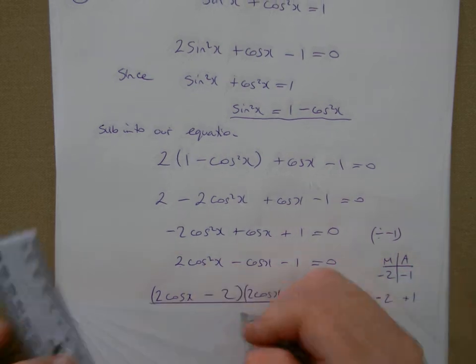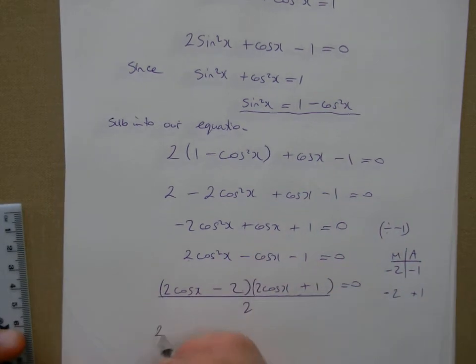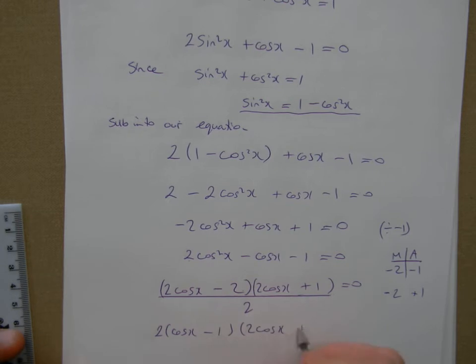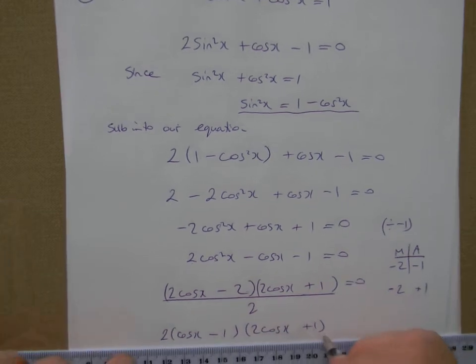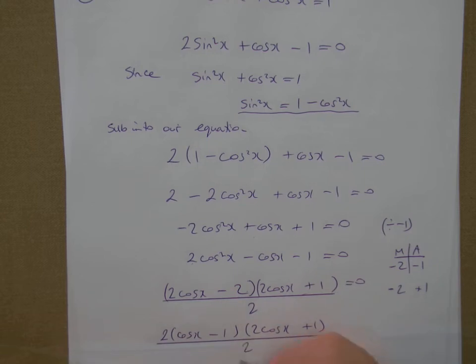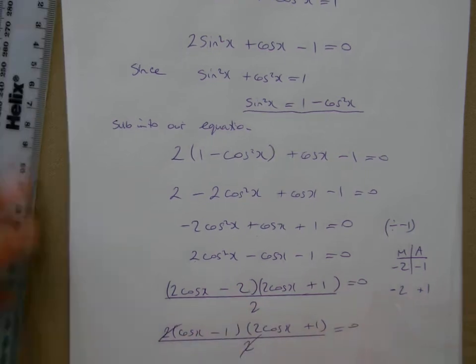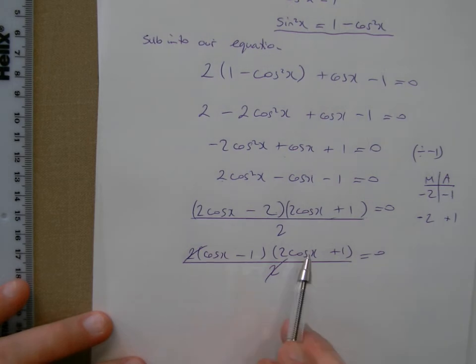Okay. Right? And you can see in that first bracket, there's a factor of 2 there. So I can take 2 out. Second bracket, there's no factors. And it will then cancel with that 2 there. So now you notice you've got 2 brackets. You've got this bracket and this bracket.